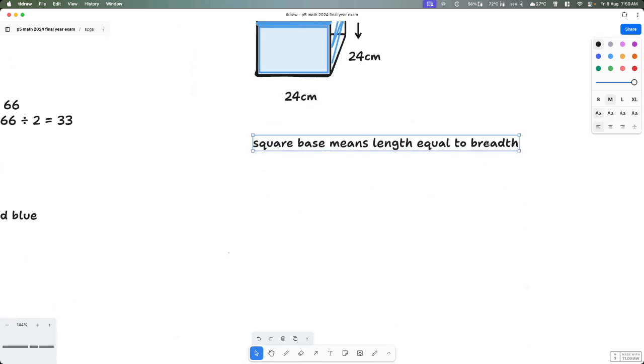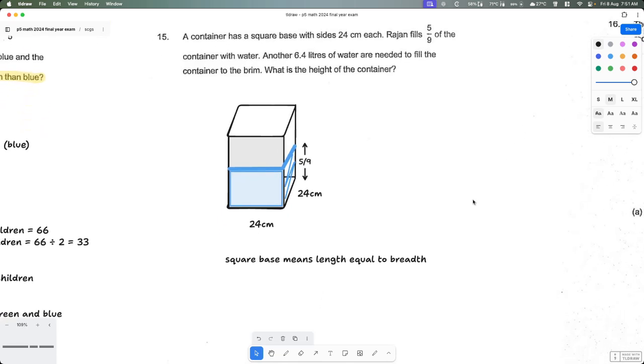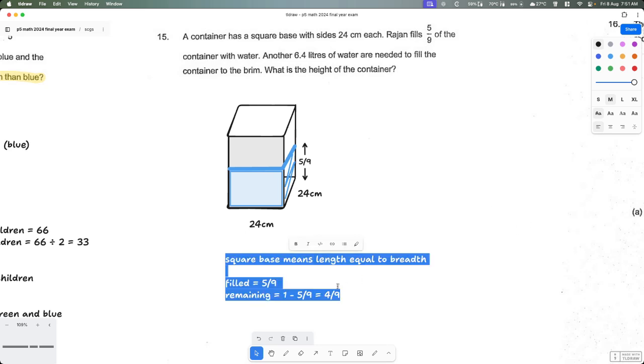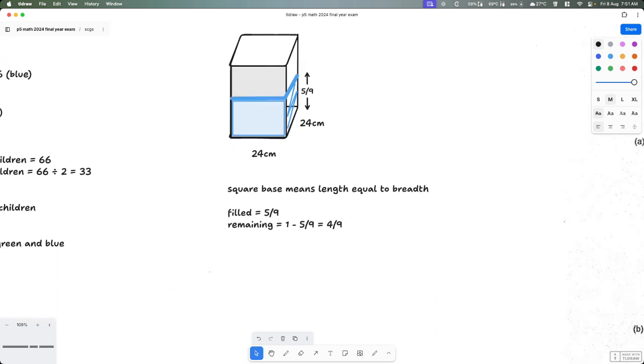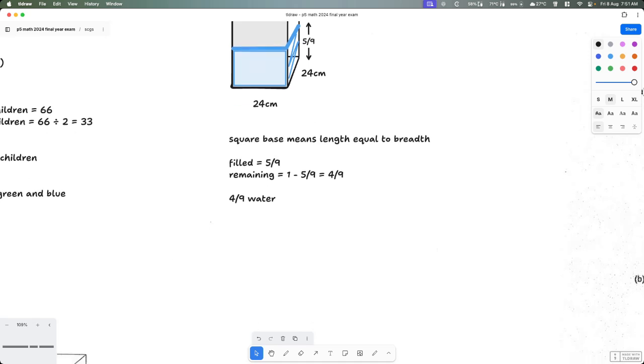Let me zoom this out a bit. So filled is 5/9, and the remaining is equal to 1 minus 5 over 9. This will give you 4 over 9. So the remaining 4 over 9 water is 6.4 liters.